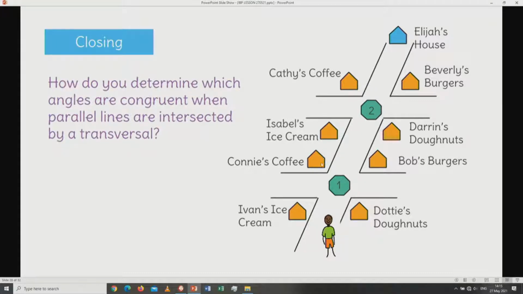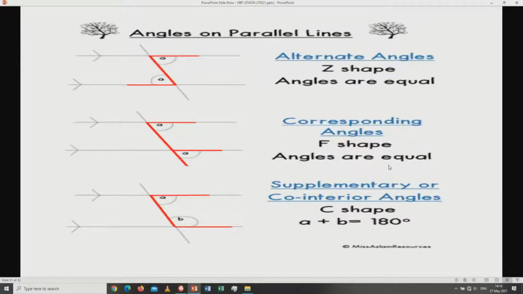Same thing here, when you look at Isabella's ice cream and Connie's coffee, co-interior, they are in between the parallel lines and on the same side of a transversal. The donuts and the burger here are also co-interior, within the parallel lines, and on the same side of the transversal. Therefore, they are co-interior, they are supplementary. As well, you can look at the corresponding. Here is a line above the parallel line on the right of a transversal. Above a parallel line on the right of a transversal, that's how they are corresponding. Just to give you a picture.